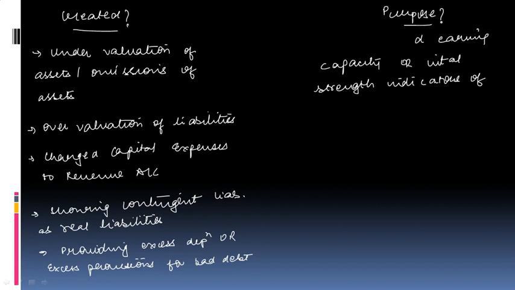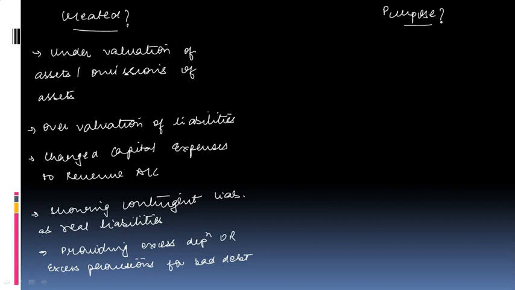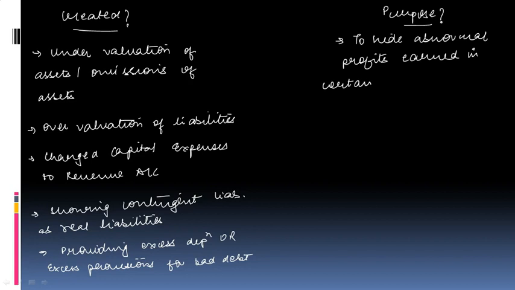Leave this. If I talk about the purpose, let me write a couple of purposes, and they are going to be sufficient for you. Writing two purposes is going to be sufficient if you get a question in an examination for 2 marks or 3 marks. Purpose is to hide abnormal profits earned in certain years, due to some favorable business opportunities.